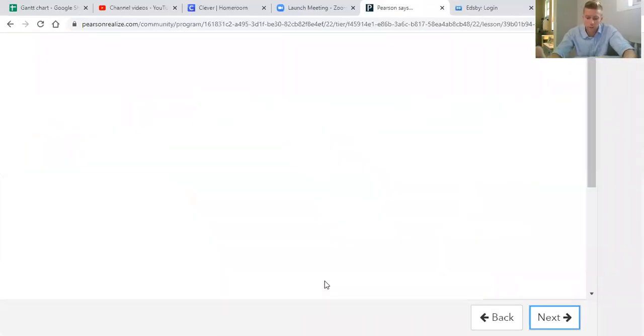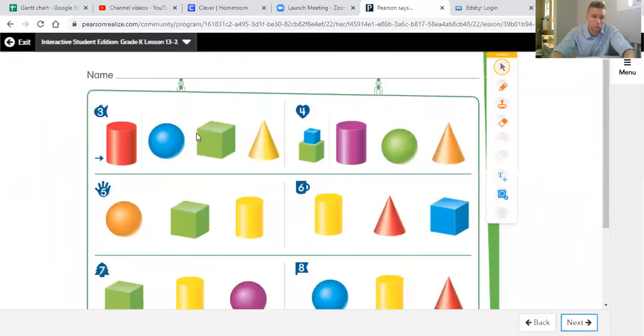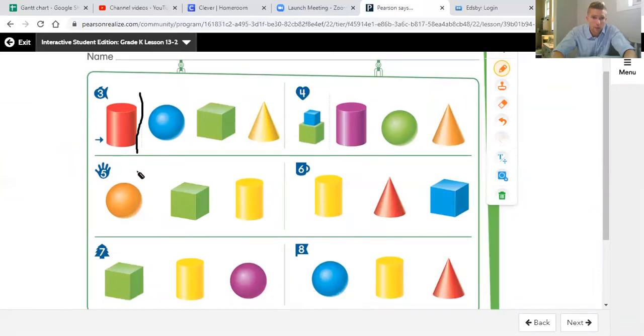All right, so this page has a lot of different ones. You have to listen to what the directions are on each one to decide which ones to circle. Now remember, each one has a solid shape at the beginning, and then you need to listen to the directions to figure out which ones you're going to circle. So number 3 says, look at this sliding figure on the left and draw a circle around the other solid figures that slide.